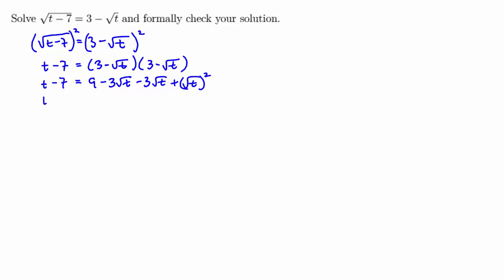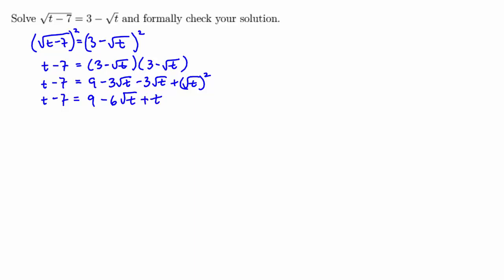To simplify this, the left side is t minus 7, and on the right, I'm going to have 9, and then negative 3 times the square root of t, and negative 3 times the square root of t. Those are like terms, so I'll combine them. And I will have 9 minus 6 times the square root of t when those are combined. That square root of t squared will just simplify to t. So as the last term, I will have plus t.